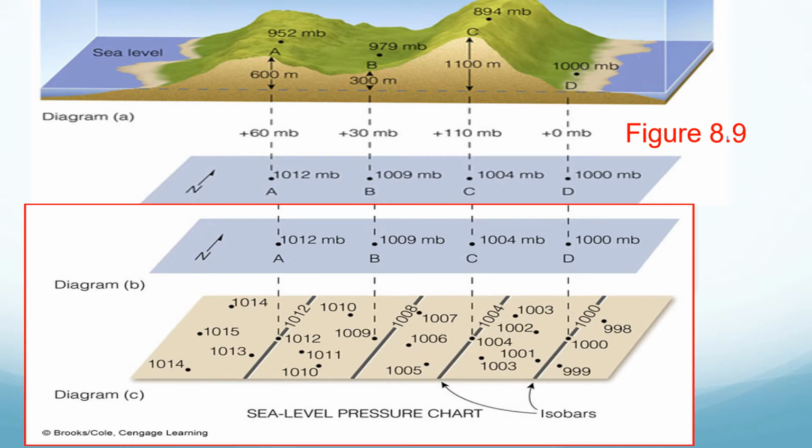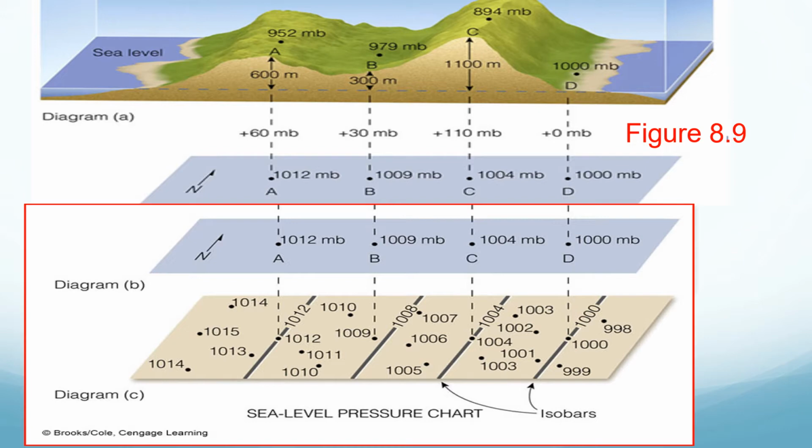The middle diagram B represents the sea level pressure of four cities plotted on a sea level chart. The bottom diagram C shows the sea level pressure readings of the four cities, in addition to other sea level pressure readings at locations that are not shown in A and B. So isobars are drawn on the chart. If you look at the gray lines, they are at an interval of 4 millibars.